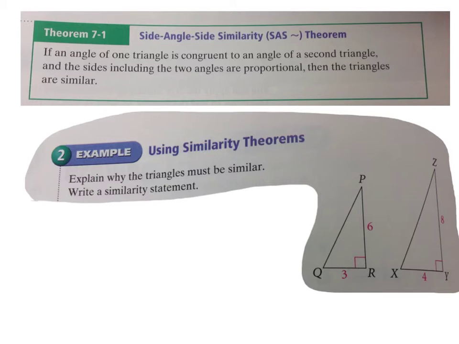Alright, we've got a pair of congruent angles. Angle R is congruent to angle Y because they're both right angles, and all right angles are congruent. Now, the sides that include those two angles are proportional. If we set up a proportion, we've got 3 over 4, and that equals 6 over 8, which the cross products are both 24. So, since you've got a pair of angles that are congruent, and the sides including those angles are proportional, the triangles must be similar.